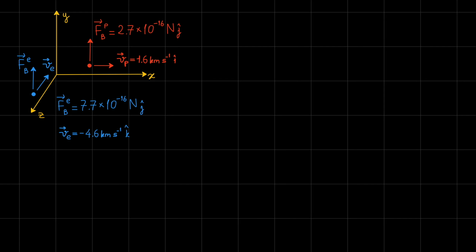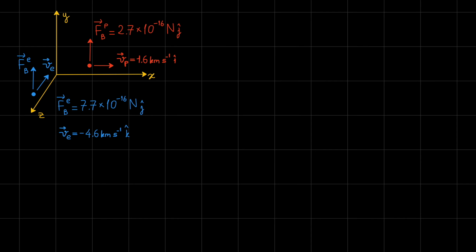Or it could be a magnetic field that has multiple components, and the component that creates the magnetic force affecting the proton is in the negative z direction. So that's like the z component of the magnetic field.